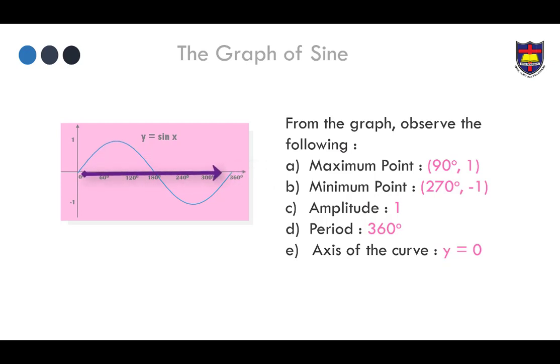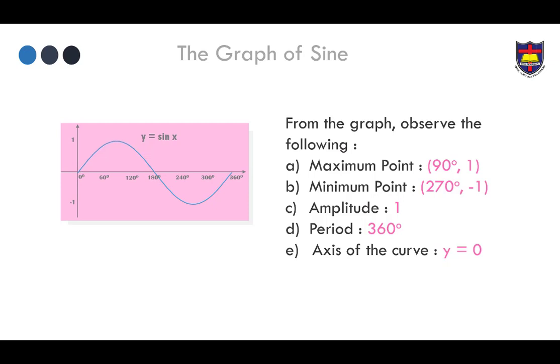What is the period? Here you can see that the period is 360 degrees. So please later define what the period is. Yes, you can see that the period is one wave of sine x. After this 360 degrees, the point will repeat itself forever.